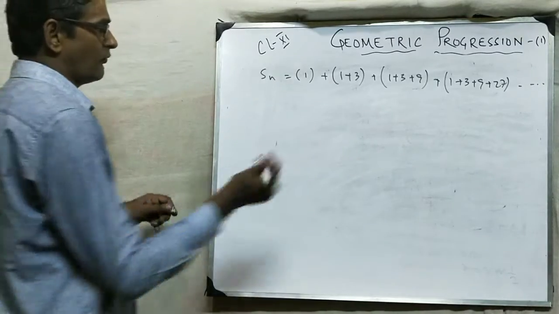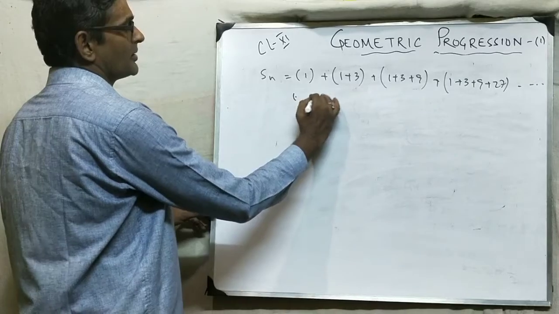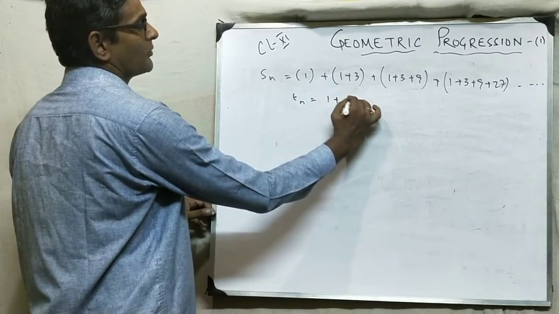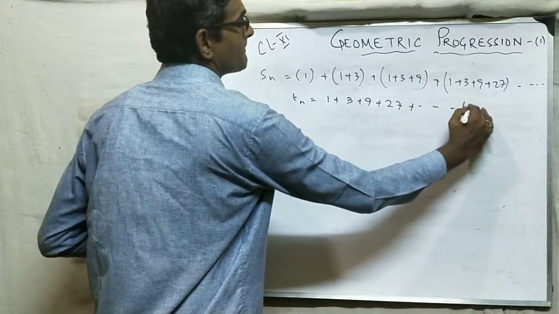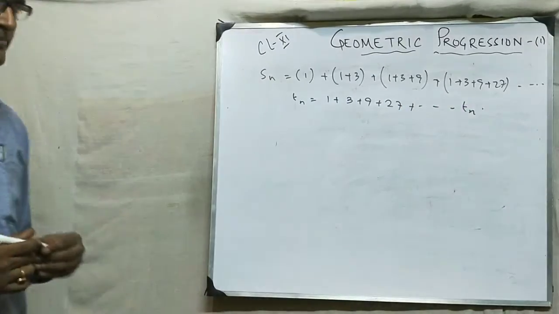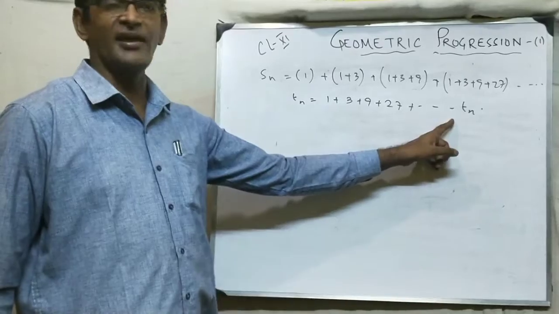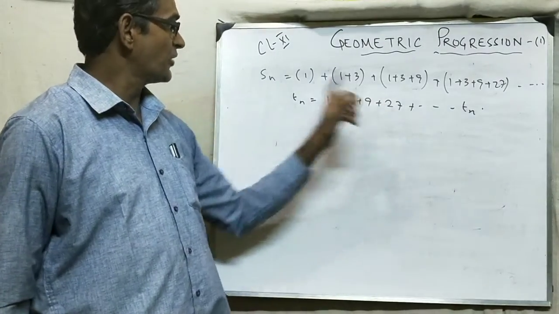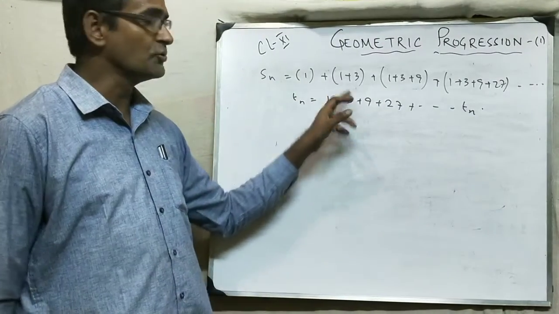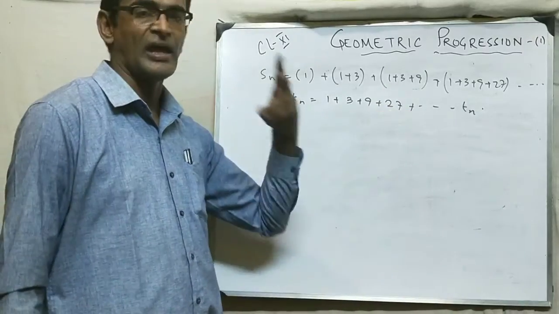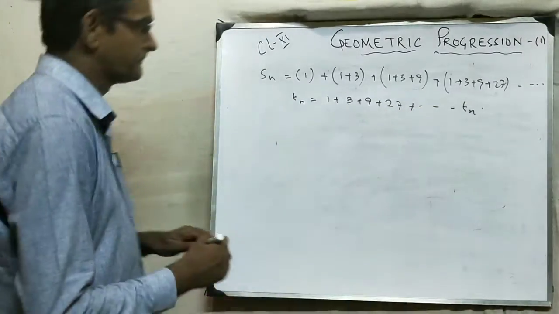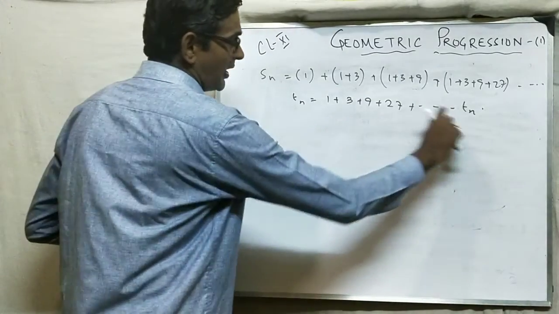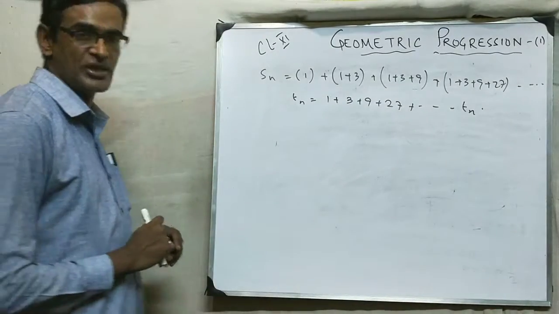So let us see what will be the nth group. In the nth group, what will I get? 1 plus 3 plus 9 plus 27 plus up to Tn. The first group has one term, the second group has 2 terms, the third group has 3 terms, and similarly the nth group will have n terms. So this is what? A GP, sum of a GP.